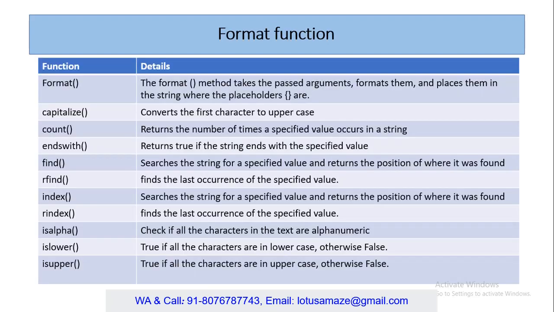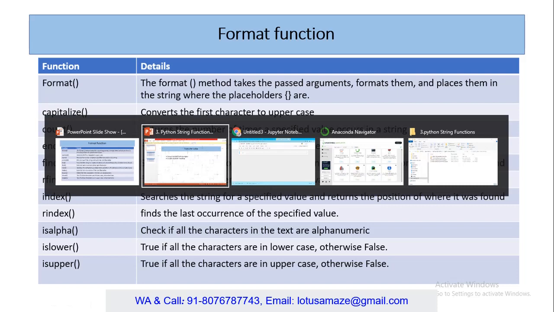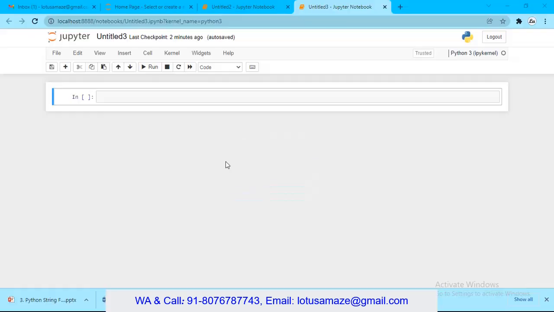These are the functions which we are going to start with: format, capitalize, count, endswith, find, rfind, index, rindex, isalpha, islower, isupper. So let's start one by one. I will explain each function at the time of showing the example, so that you would be able to understand. So let's open Jupyter, and then let's go through the examples.